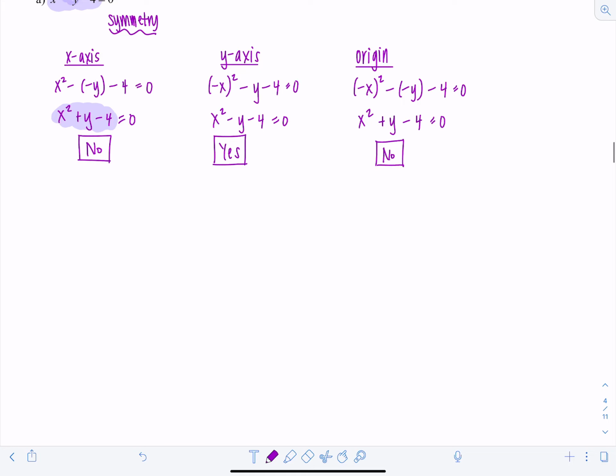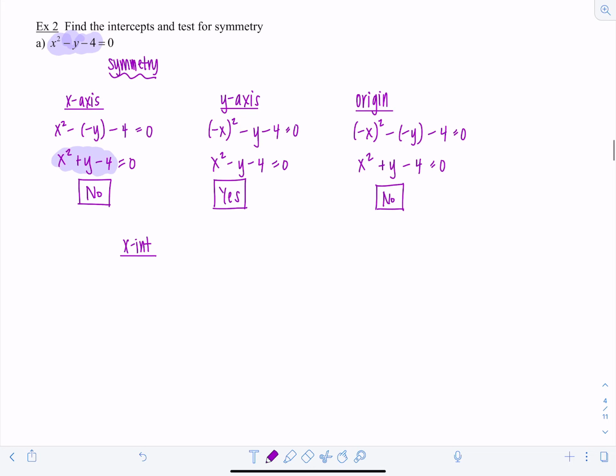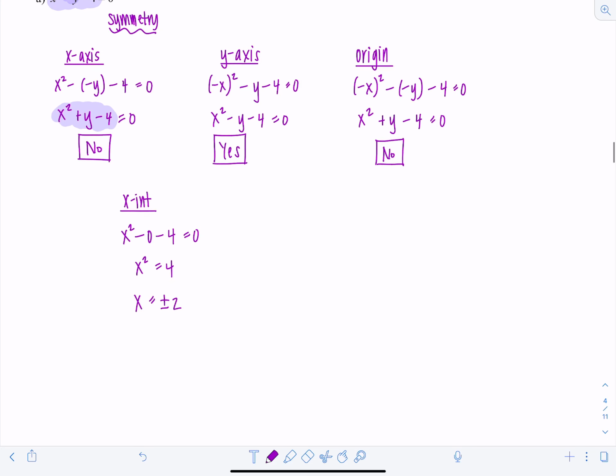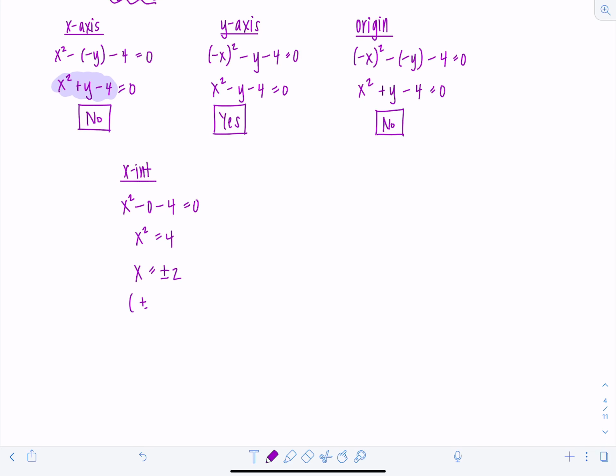Now let's work on the intercepts. So x-intercept, I'm going to substitute in 0 for y. So I have x squared minus 0 minus 4 is 0. Let me just move that negative 4 over to the other side. So now I have x squared equals 4, which means x is plus or minus 2. Do I leave my answer like this? No way, only if I want to get marked off. You have to write your intercepts as ordered pairs. So this is plus or minus 2, comma, 0. Okay, very good.